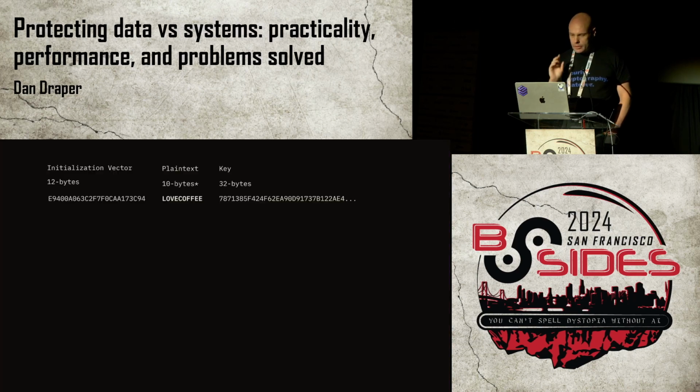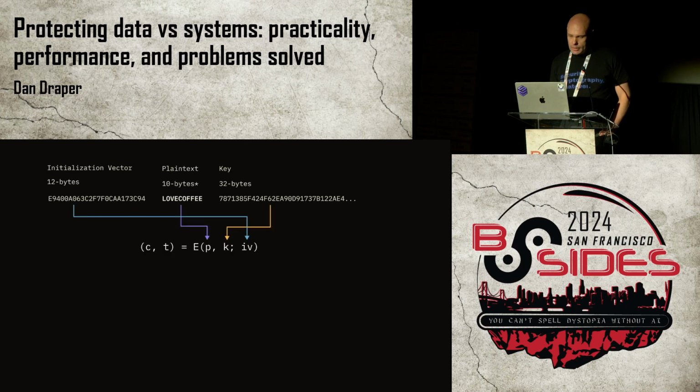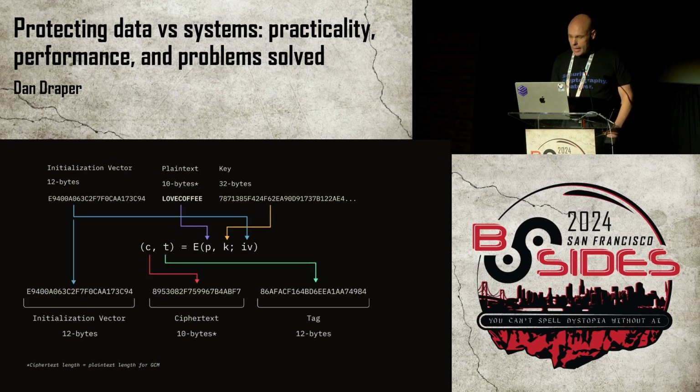So we'll take an initialization vector, typically 12 bytes, a plain text, in this case, "love coffee", 10 bytes long, and a 32-byte key. So that's AES-256, we'll use a 32-byte key. We're going to drop those values into an encryption function, the AES GCM encryption function in this case, and it pops out a ciphertext, C, and a tag.